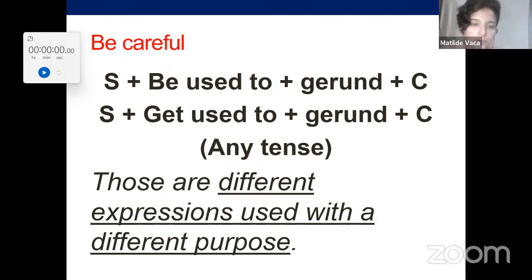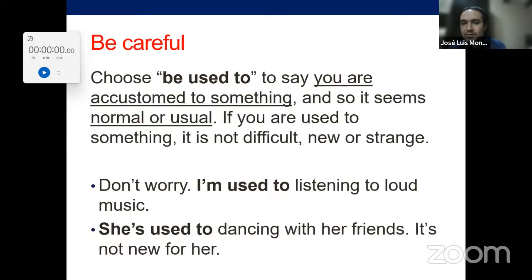Subject, I suppose it's S. Yes. Be used to, gerund plus complement. Subject plus get used to plus gerund plus complement, any tense. Those are different expressions used with a different purpose. Good, right? So again, I told you I already have the answer here, but we're going to take a look at these two examples. So let's keep reading, please.